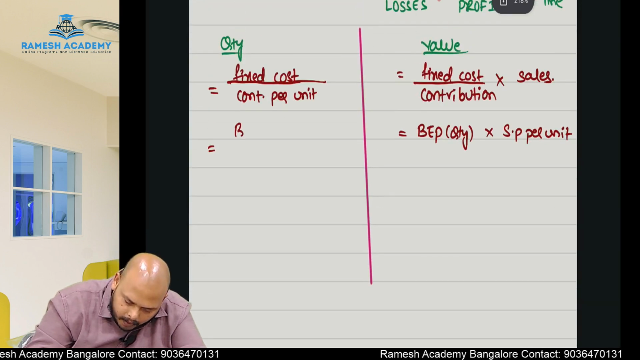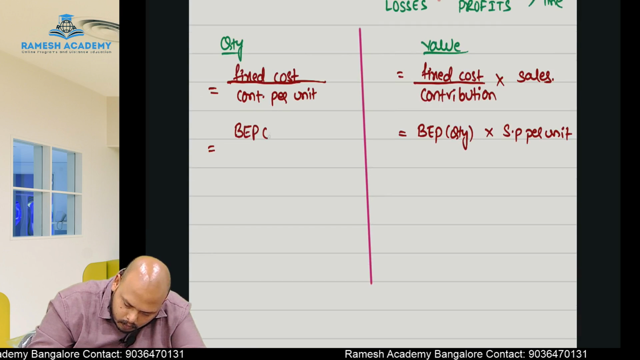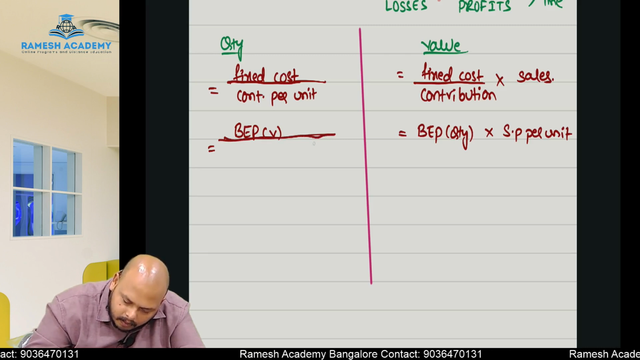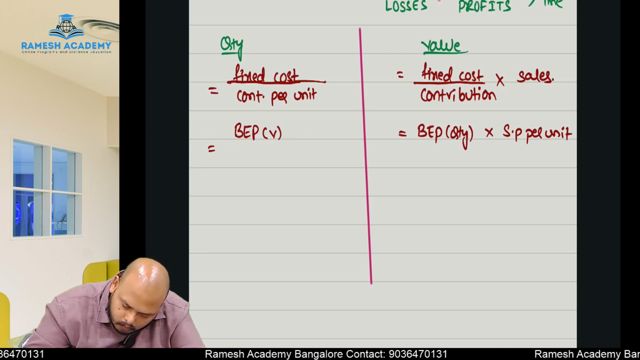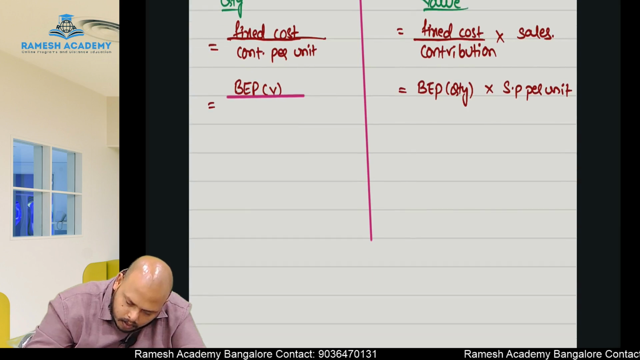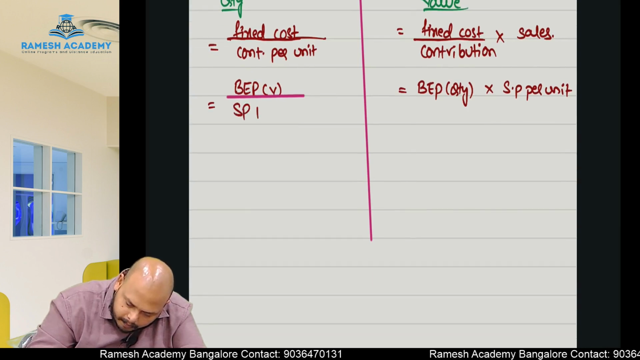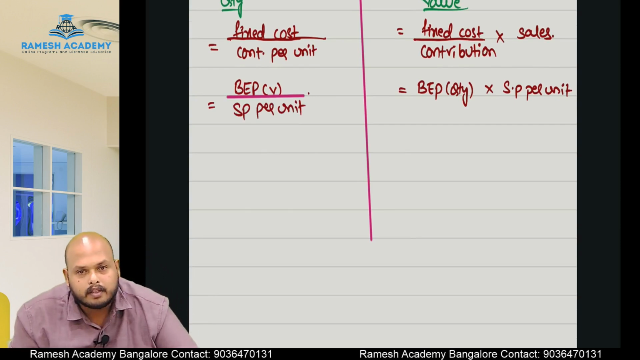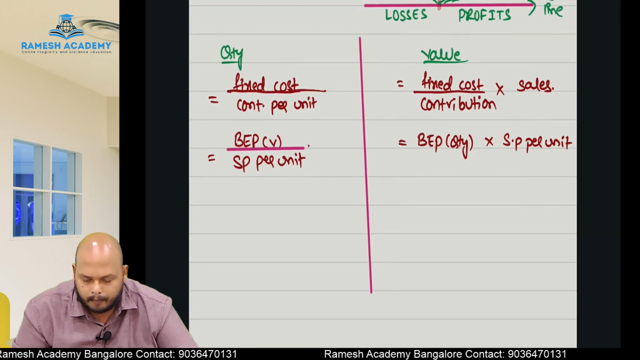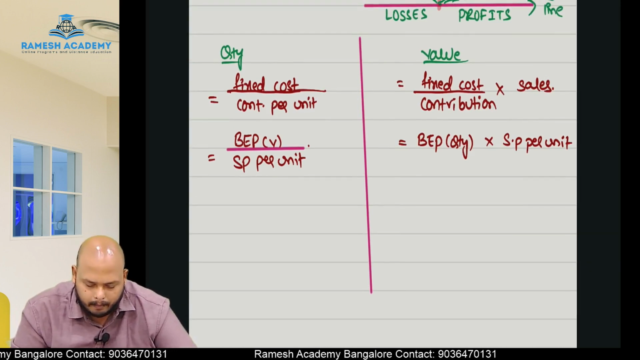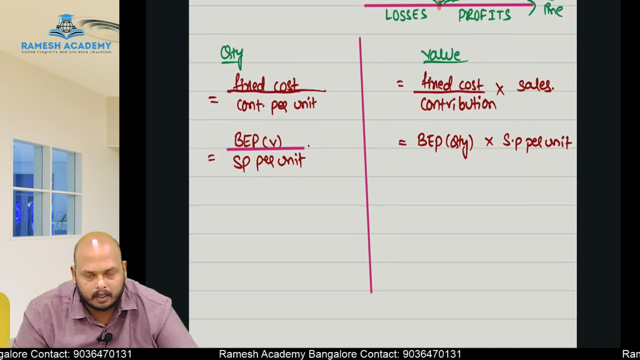Break even point quantity is equal to break even point value divided by selling price per unit. This is the formula we can use now. Selling price will go under the denominator. So break even point value divided by selling price per unit.